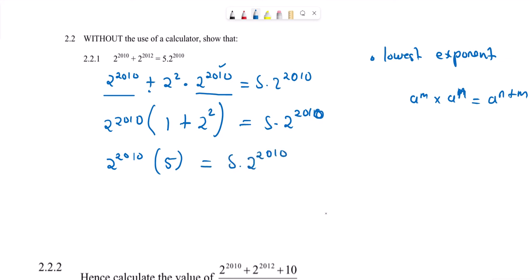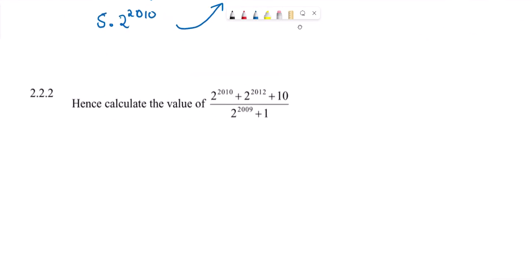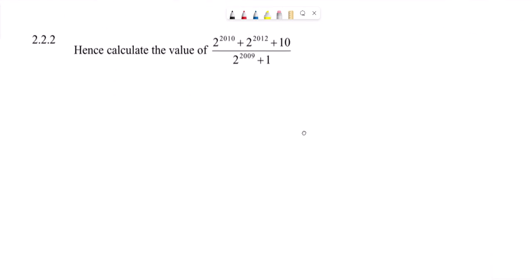And you are done. You did show. You don't have to solve anything. You did show, because I said show that these are equal. They are really equal, because if I rewrite this as 5 times 2 to the 2010, that is actually equal to this. Okay, so hence calculate the value of.